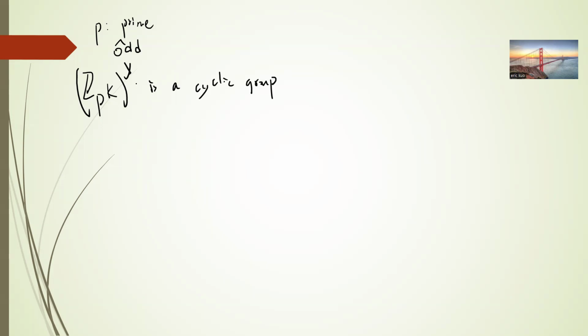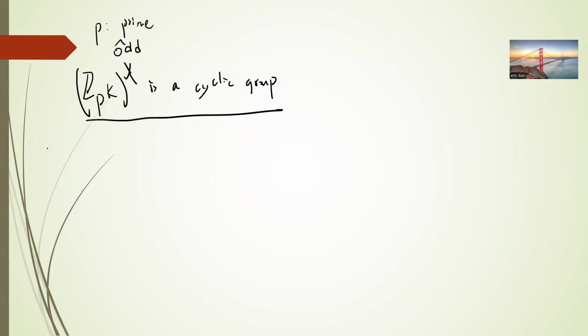In this video we are going to show the following. Previously we showed that for an odd prime P, Z to the P^K cross is a cyclic group. All this means is that there is a primitive root.